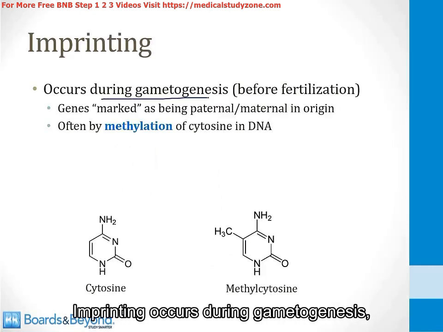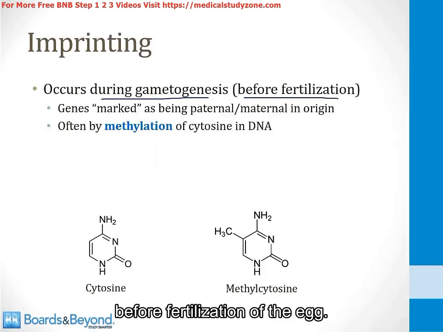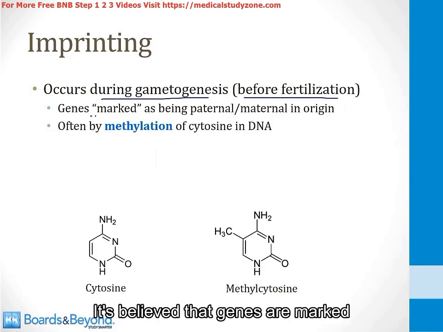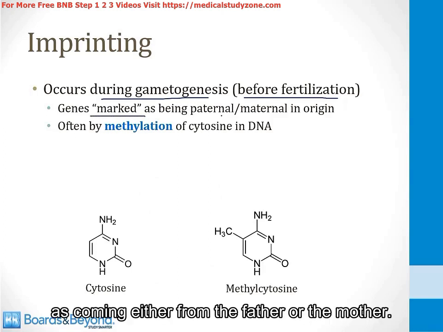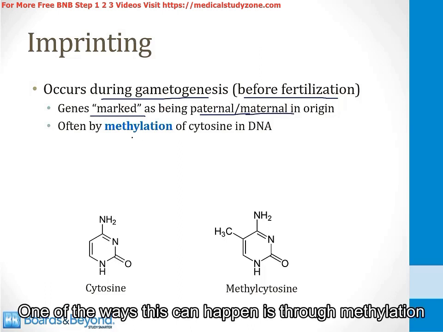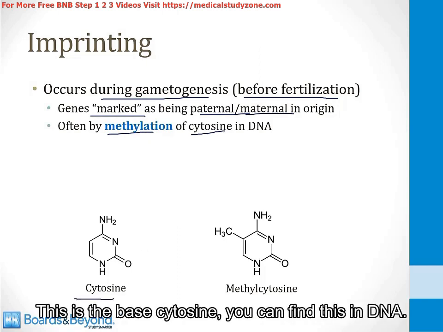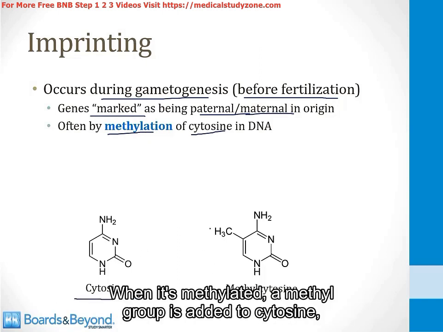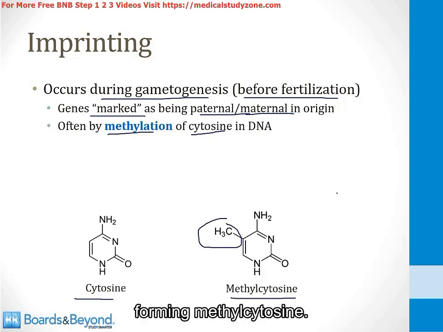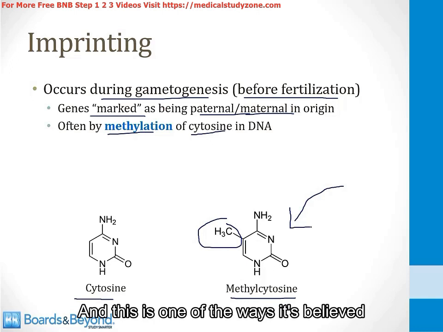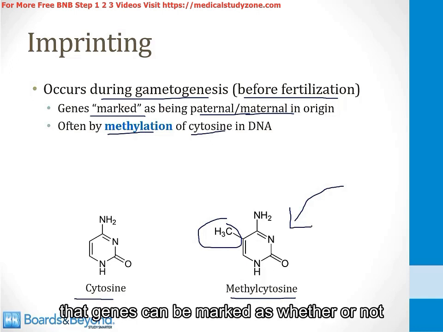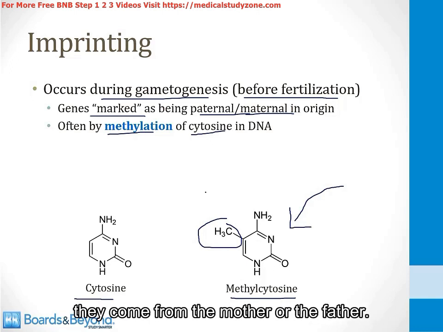Imprinting occurs during gametogenesis, before fertilization of the egg. It's believed that genes are marked in terms of their origin as coming either from the father or the mother. One of the ways this can happen is through methylation of the base cytosine, which is found in DNA. This is the base cytosine. You can find this in DNA. When it's methylated, a methyl group is added to cytosine, forming methylcytosine. And this is one of the ways it's believed that genes can be marked as to whether or not they come from the mother or the father.